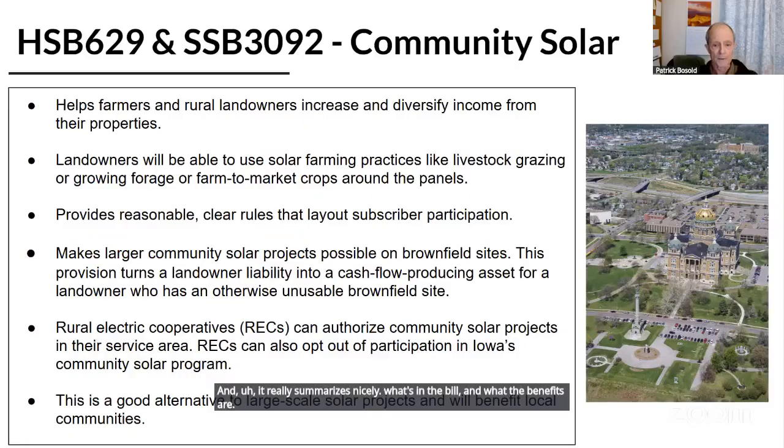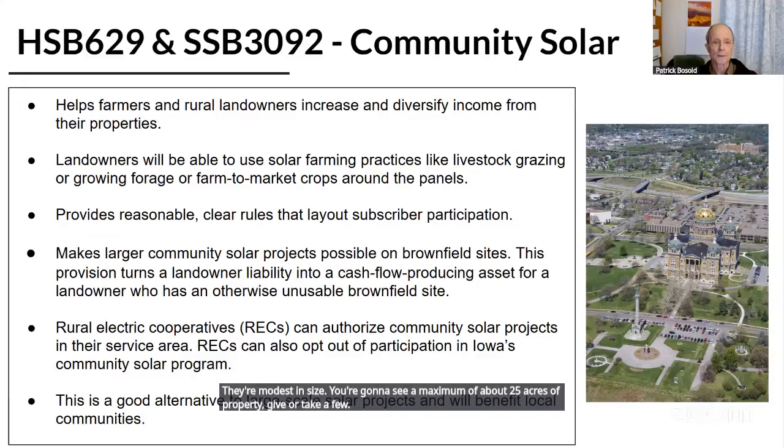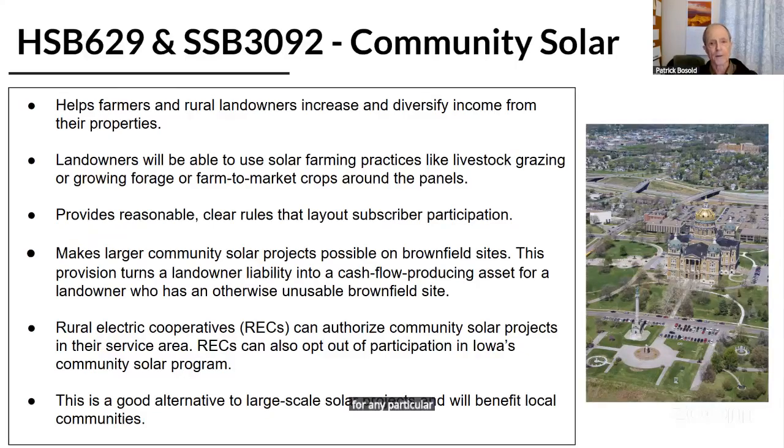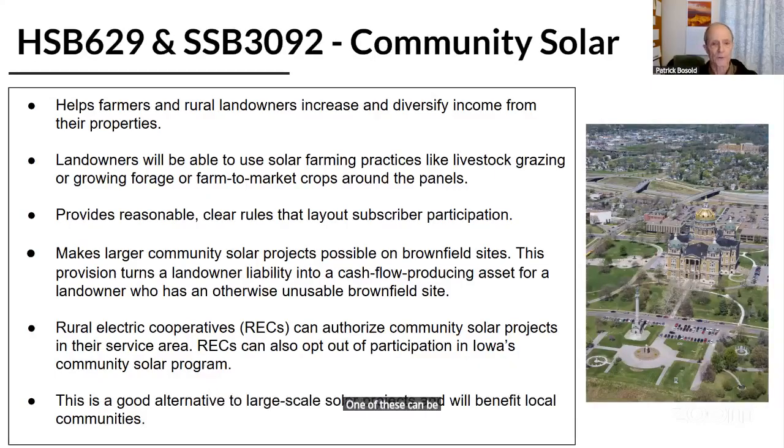A couple of things about community solar I would emphasize is they're modest in size. You're going to see a maximum of about 25 acres of property, give or take a few, for any particular community solar project, because the law limits how big one of these can be. 5 megawatts for those of you who follow those kinds of numbers. So they're not all that big.